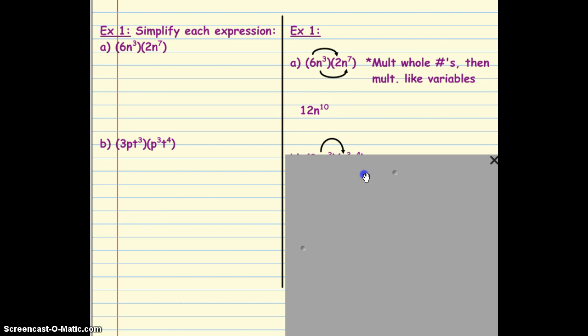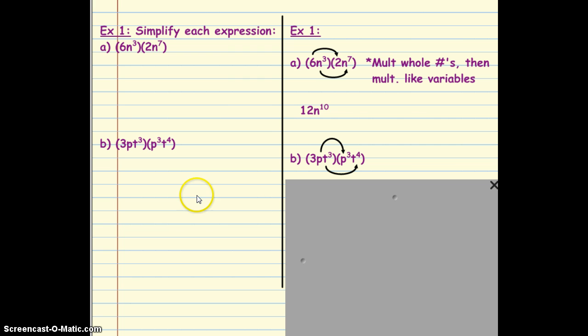Moving along to example B, we have 3p t to the third power times p to the third power t to the 4th power. And in this case, just like up above, we are going to start off by multiplying our whole numbers. Well, we've got our whole number 3 in the first set of parentheses. There's not a whole number in the next part. Remember though, there is like a 1 right here. So it's like, let me put a little 1 here. So it's like multiplying 3 times 1, which is obviously 3.